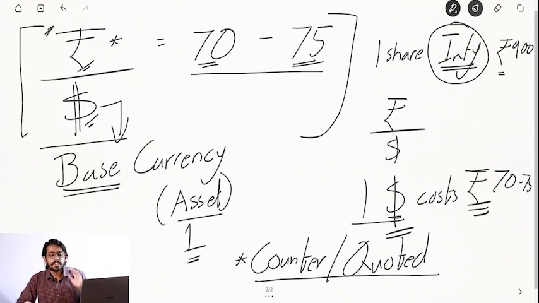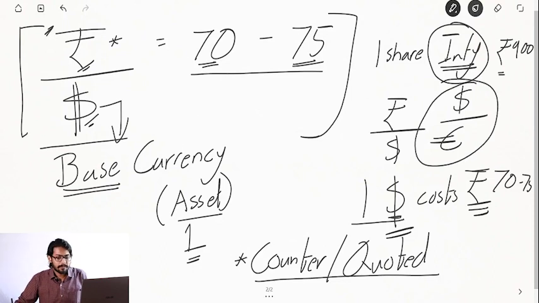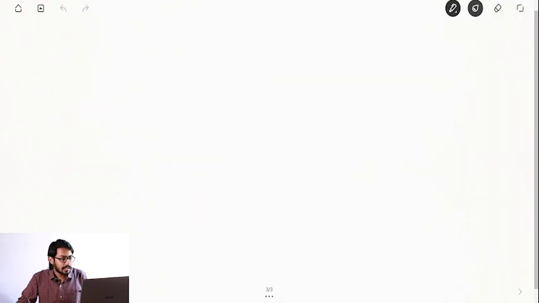$1 costs rupees 70 or 75. If I give a quotation saying dollar by euro, pay attention. If I give a quotation, rupee by dollar, it is very familiar to you, and you will understand. Look at this quotation, dollar by euro.